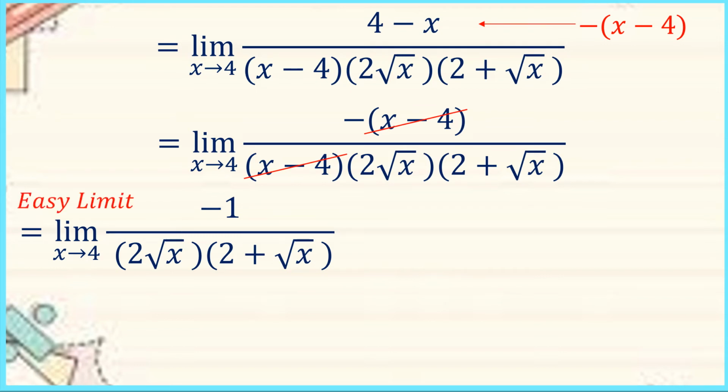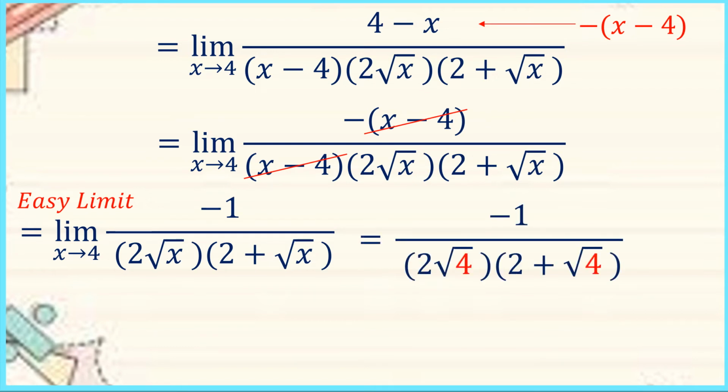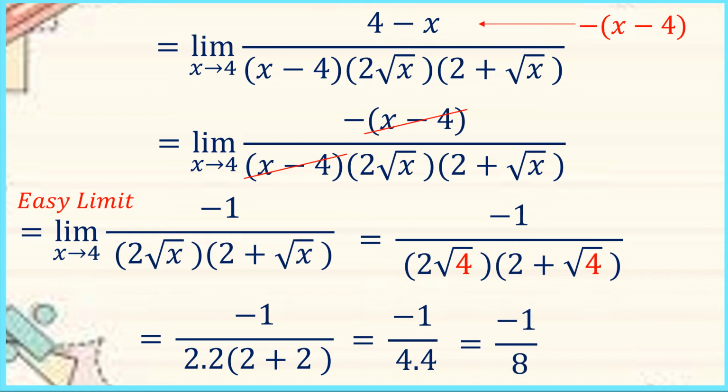When the limit is the easy limit already, we can put the value of your x. Now, substituting x, we get negative 1 over 2 square root of 4 times 2 plus square root of 4. Simplifying further, we get negative 1 over square root of 4 is 2. So 2 times 2 times 2 plus 2, which is equal to negative 1 over 8.